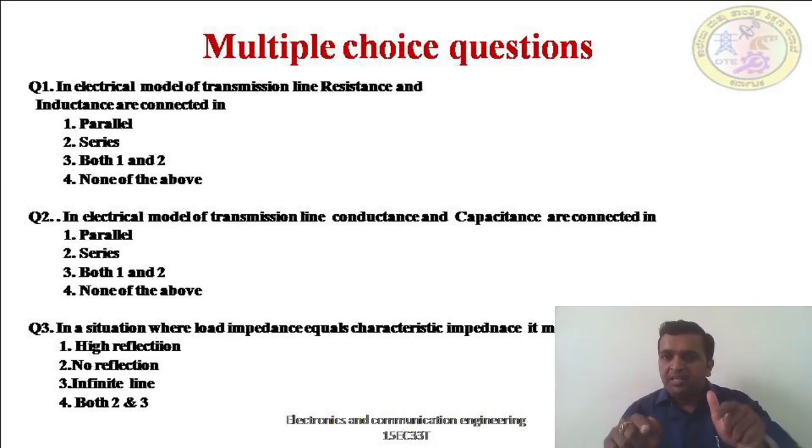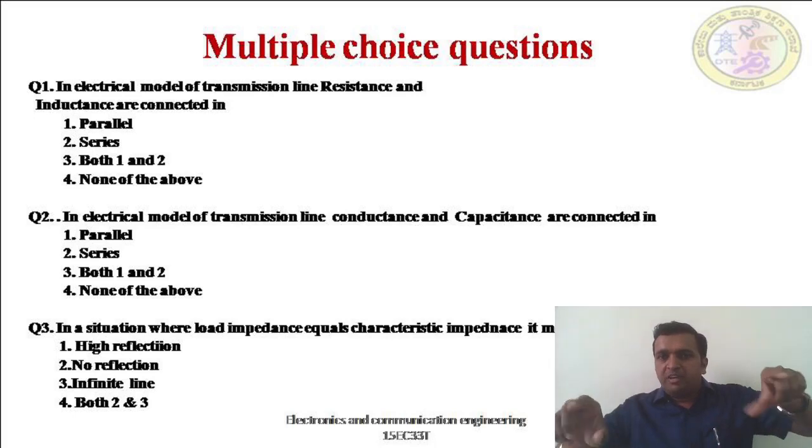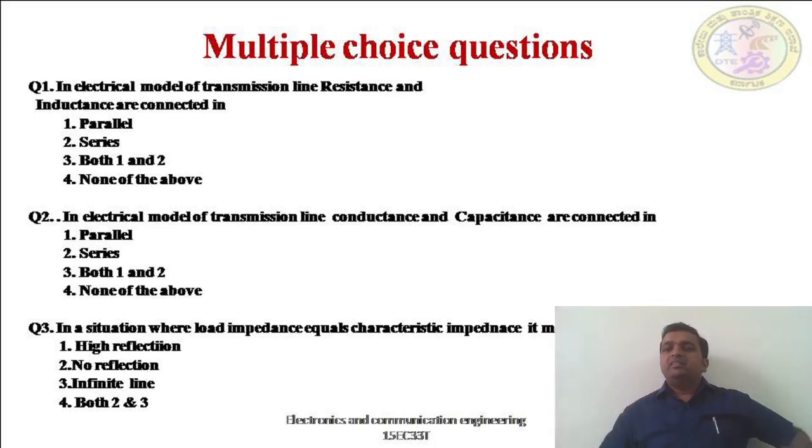When this happens, it happens only when the load impedance of a line is exactly equal to the characteristic impedance of a transmission line. In that case, the line behaves as an infinite line. If the line is infinite, there will not be any reflection at all. Hence, the answer is option number 4, both 2 and 3.